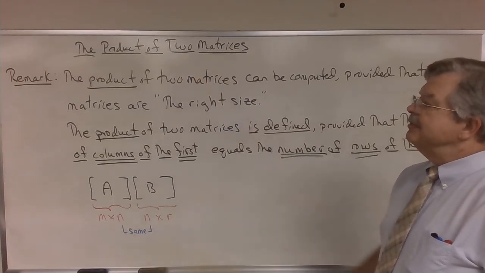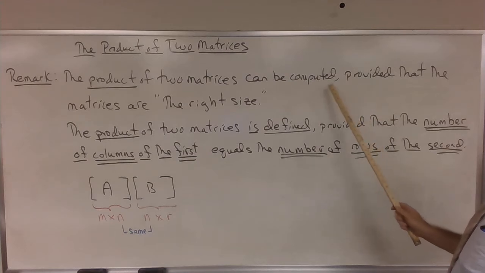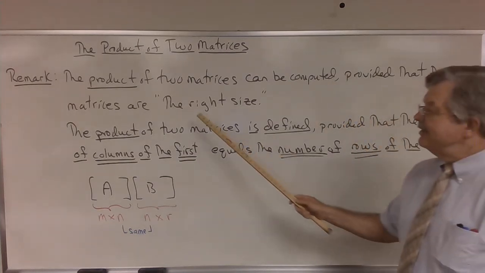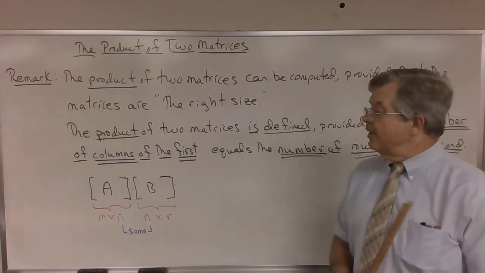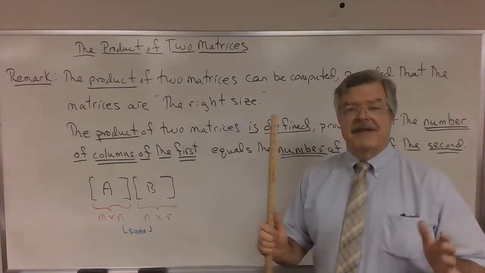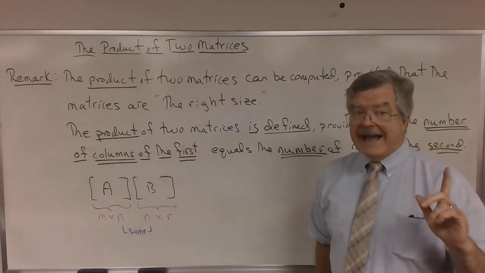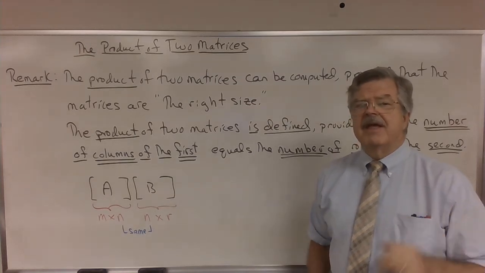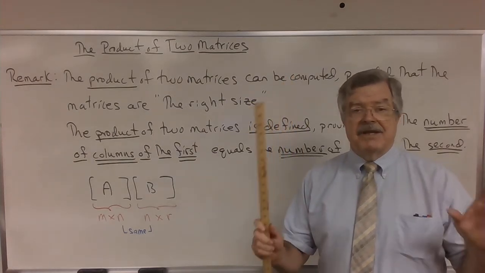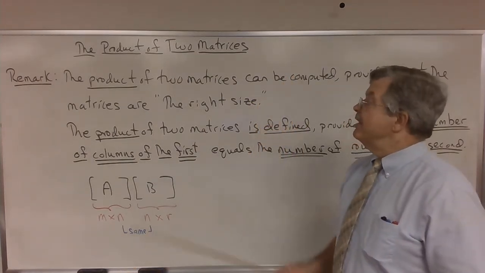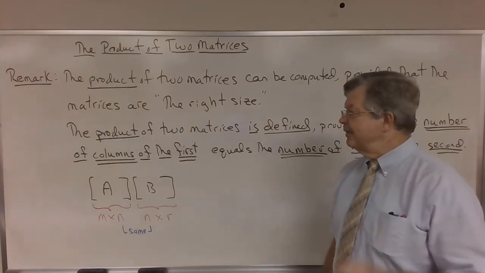The product of two matrices. The product of two matrices can be computed provided that the matrices are the right size. And our initial guess is, oh, okay, the two matrices have to be the same size. And that's the case if we're adding or subtracting matrices. If we're adding or subtracting matrices, they have to be the same size. But if we're computing the product of two matrices, that's not true.